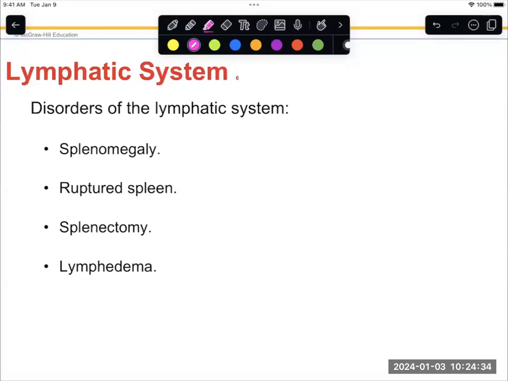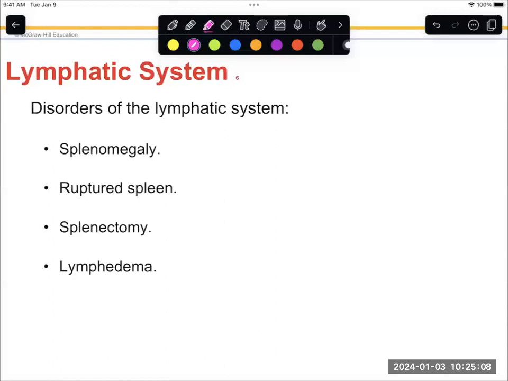Your liver can usually take over to some extent. Lymphedema is where there's fluid retention resulting from a compromised lymphatic system. Because remember, your lymphatic system is going to pick up excess fluid from the tissues. Well, if there's a problem with the lymphatic system, it's not going to do that, and it's going to cause that edema, that collection of fluids.